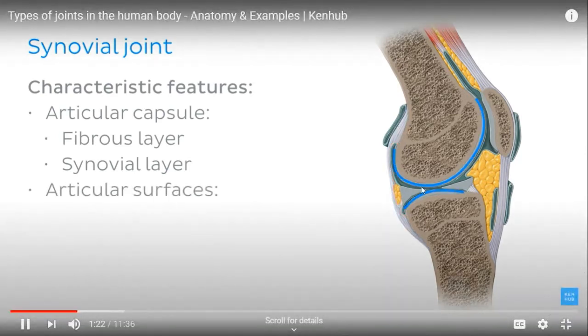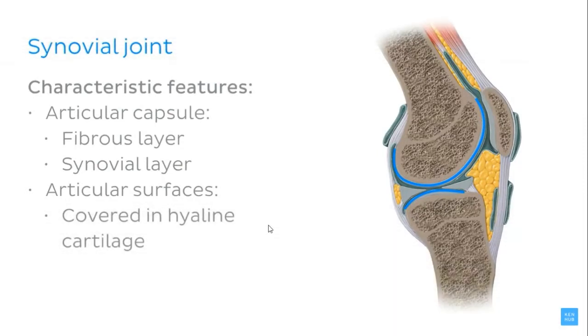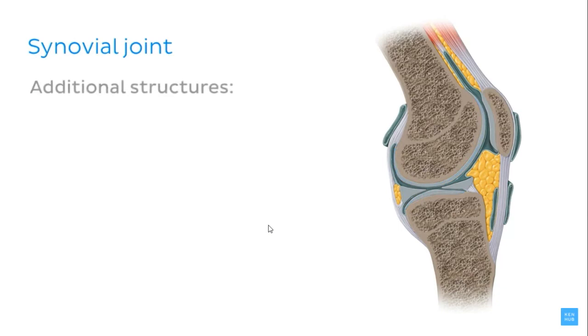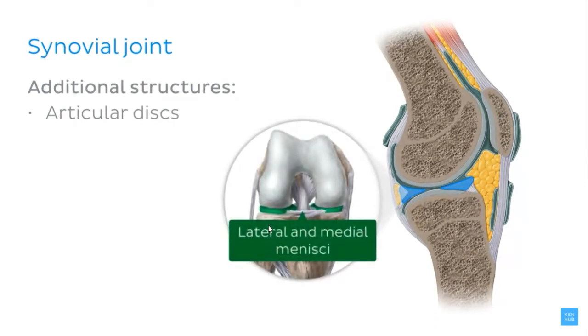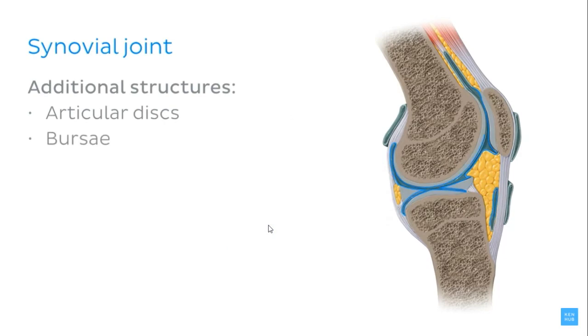Next, it's important to know that the articular surfaces of a synovial joint are covered in hyaline cartilage. This cartilage is also known as articular cartilage and acts to reduce friction and assists in shock absorption. Additional structures may also be found within synovial joints, such as articular discs. We can see examples of these in the knee joint, the medial and lateral menisci. We may also see bursae, which are small sacs lined by synovial membrane and filled with synovial fluid. The bursae act to reduce friction caused by muscles and tendons, which are located over bony joints.